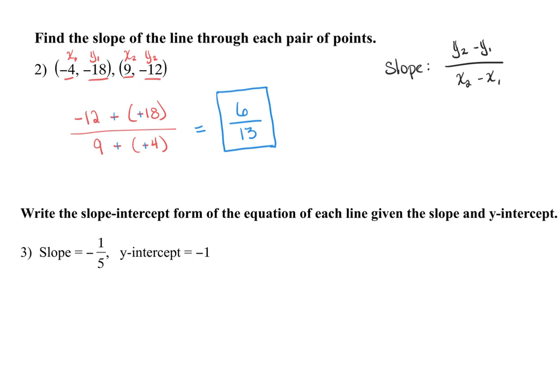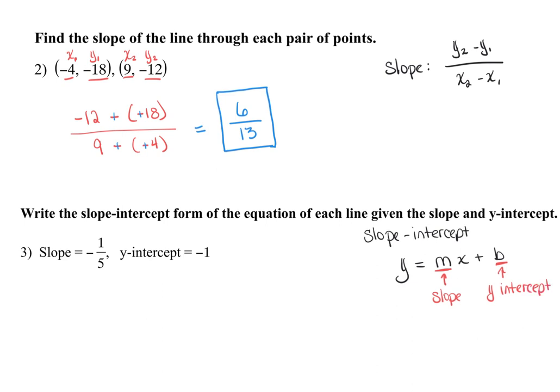For the next few problems, you're going to see the same equation over and over. It is the slope-intercept form of the equation, and that is y equals mx plus b. If you'll recall, the m, the number in front of the x, is your slope. The b, which is the number that does not have an x with it, is your y-intercept, where it crosses the y-axis.